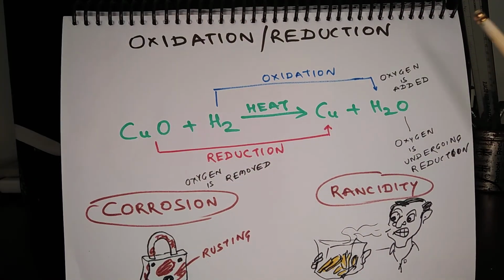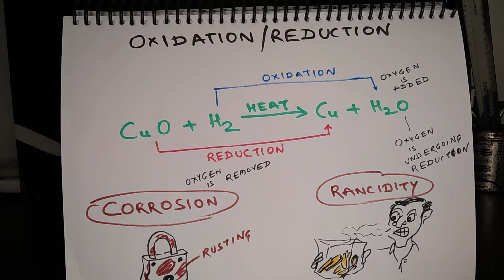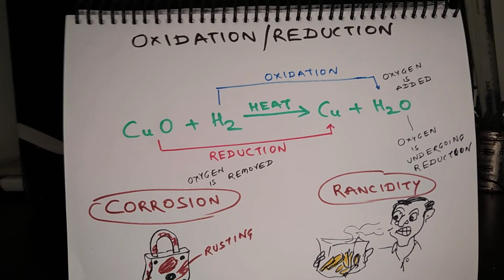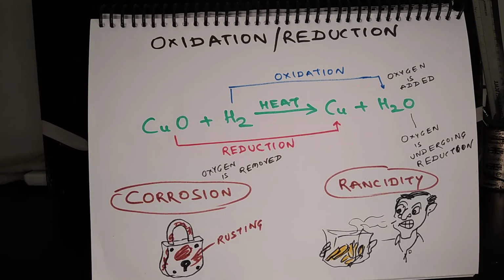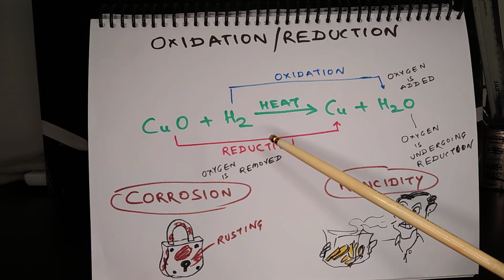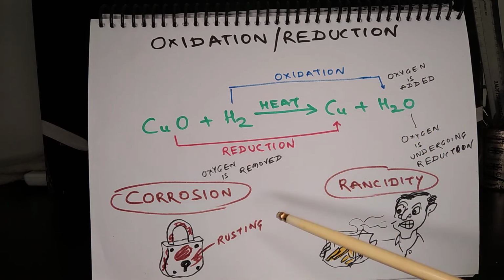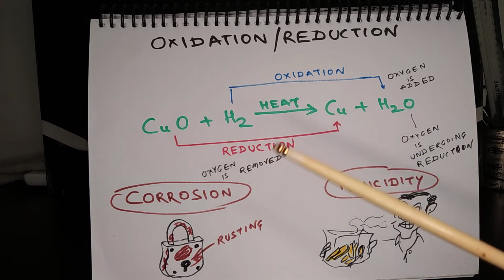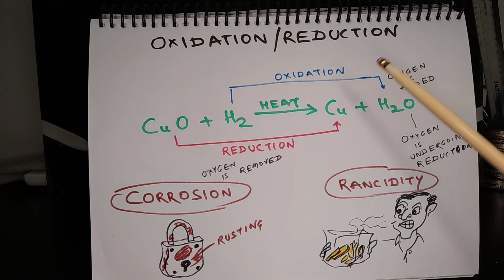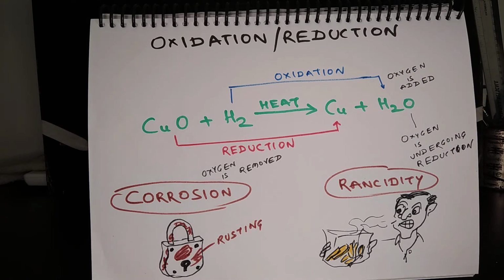Oxidation and reduction. As I have said earlier, oxidation and reduction are generally written together because these reactions always take place simultaneously. So here is one example. CuO plus H2 is equal to Cu plus H2O. When copper oxide is mixed with hydrogen and heated, you get copper and water. So in this case, let us see what happens.